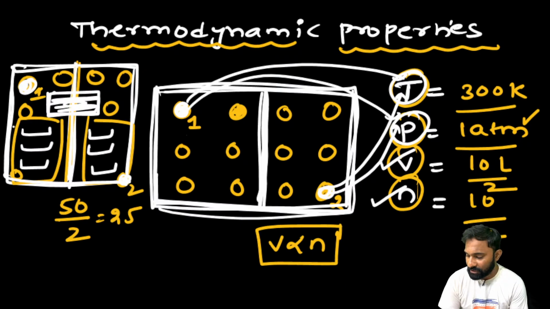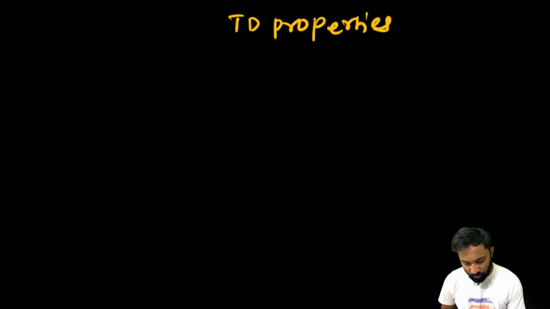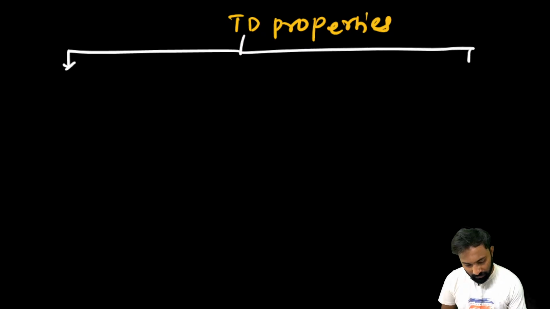Now the extensive property and the intensive property is clear, right? Here we have two types of properties. One is extensive property, one is intensive property. Thermodynamic properties are of two types: one is extensive property and one is intensive property.